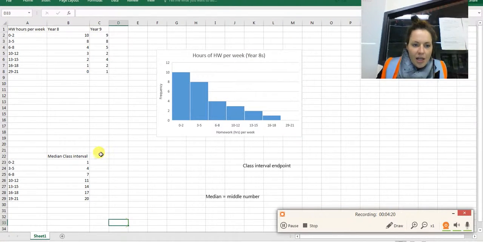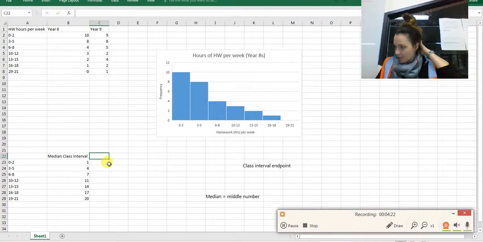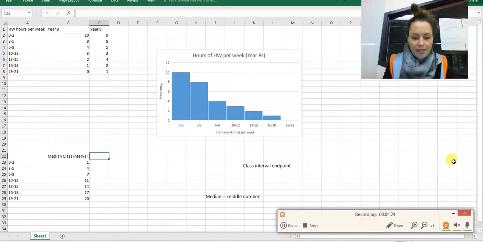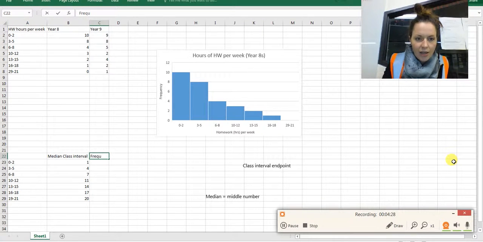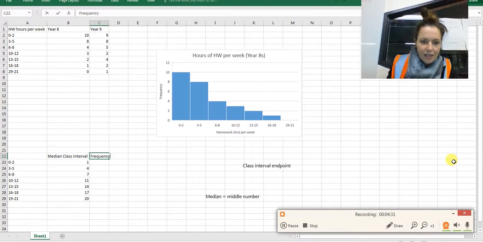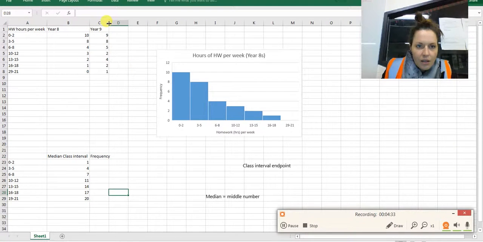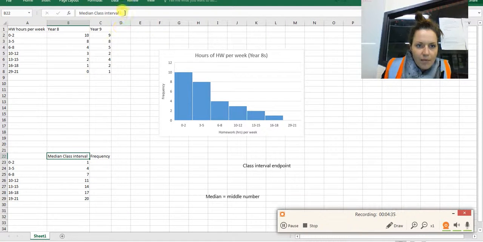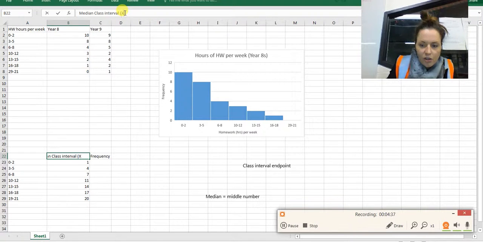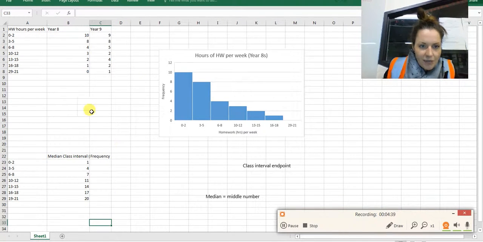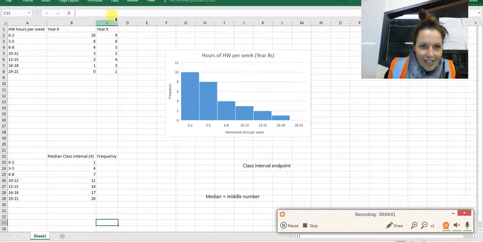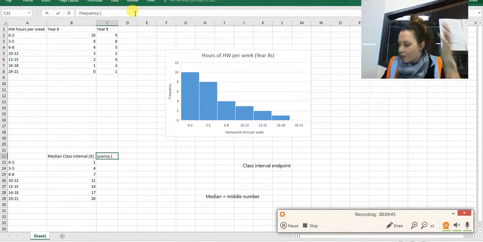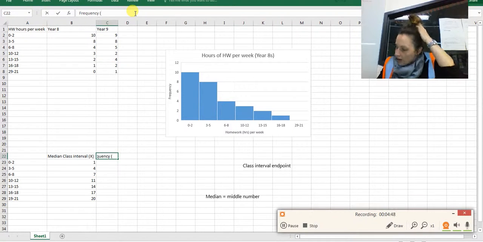Now the second thing that you need to do is to calculate the frequency. For the purpose of this, we're going to refer to the median class interval as X, because I love an equation, and the frequency is going to be referred to as F.